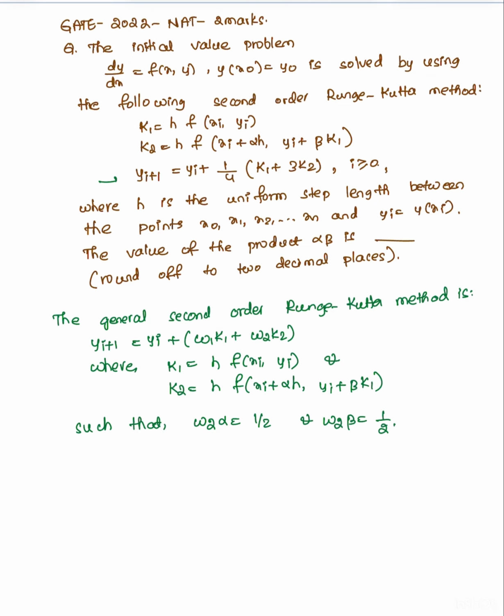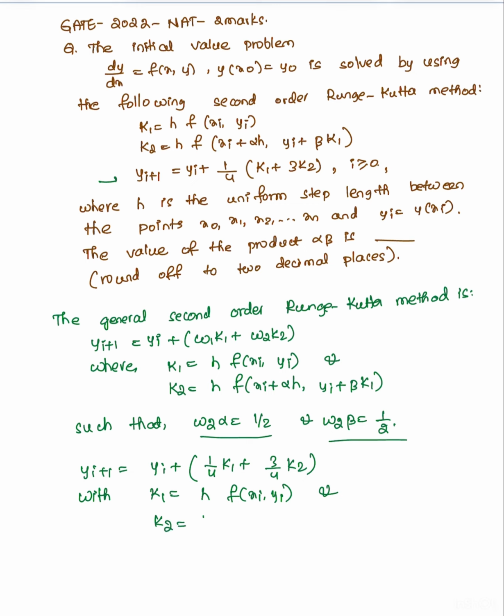So using these relations, w2 into alpha is equal to half and w2 into beta is equal to half, we have to solve the given problem. So we can check here. The given problem looks like yi plus 1 is equal to yi plus 1 by 4 k1 plus 3 by 4 k2 with k1 is equal to h into f of xi comma yi and k2 is equal to h into f of xi plus alpha h, yi plus beta k1.